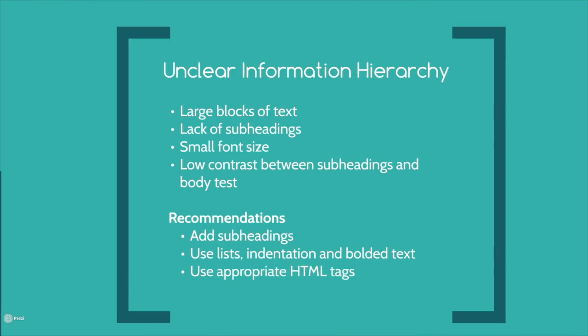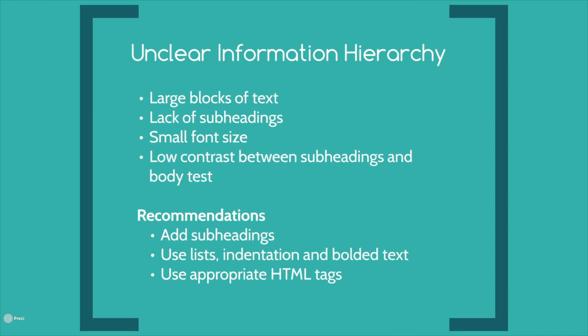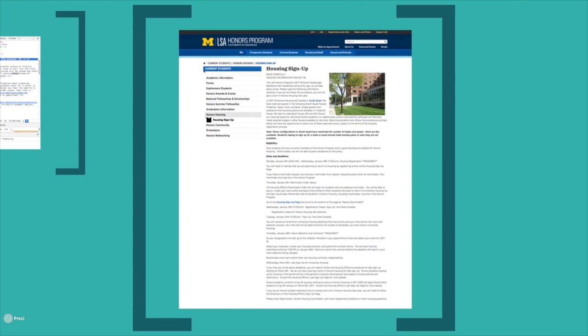The second issue that emerged in all stages of our research is that a lot of pages are hard to skim because of the unclear information hierarchy. Oftentimes, users have to read through large blocks of text to locate the information they need. In our usability tests, several users searched for words using Ctrl+F to find the specific text they needed. The lack of subheadings and the small font size make the pages overwhelming and unskimmable.